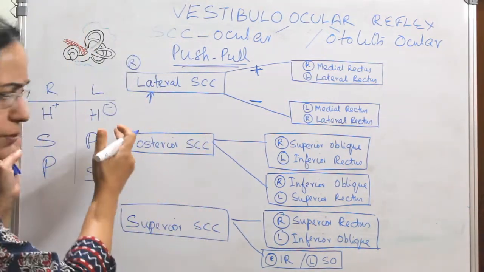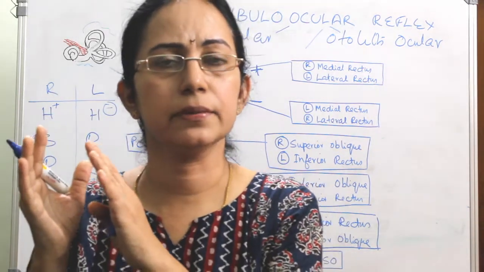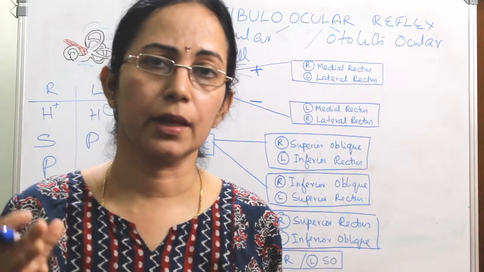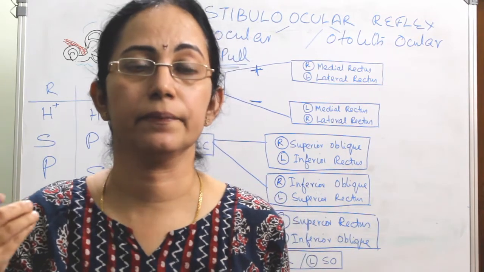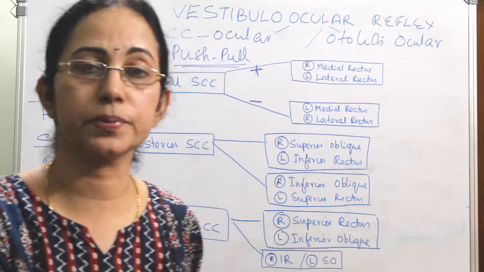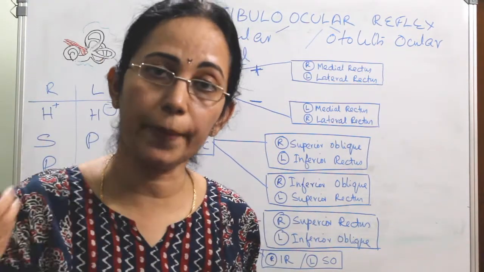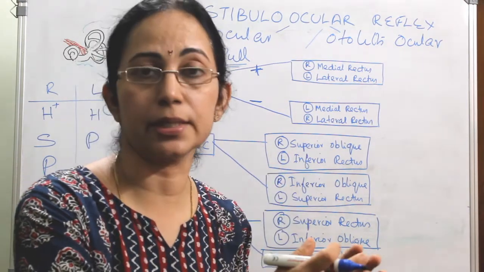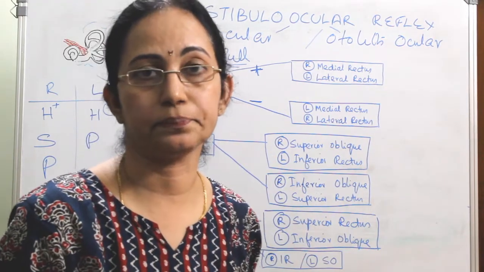You have to get a concept of this. That is, when there is action on one labyrinth, there is a mirror image of actions on the opposite labyrinth. And once one side is excited, the functionally paired semicircular canal on the opposite side gets an inhibitory effect. Excitation means ampullopetal, towards the ampulla, and inhibition means ampullofugal, that is away from the ampulla.